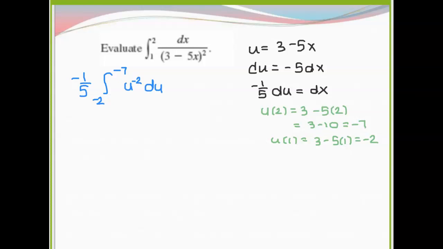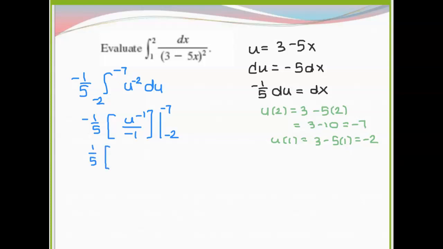And it's u to the -2 because I had 1 over u squared, and I just brought my u squared up as a negative exponent, so I could do my reverse power rule. So you get -1/5. You add 1, so you get u to the -1 over -1, bounded by -7 and -2. A negative times a negative is a positive. So we get 1/5.